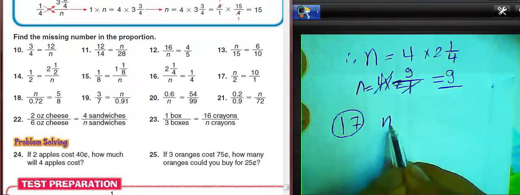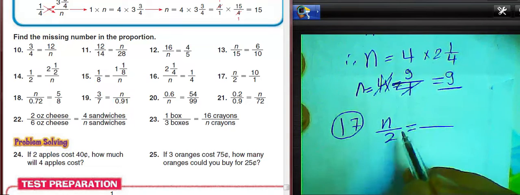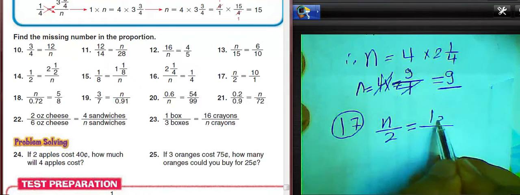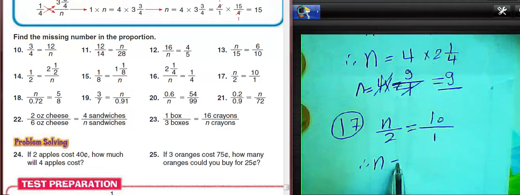n over 2 equal 10 over 1, then equal 2 times 10 equal 20. 20 divided by 1 equal 20.